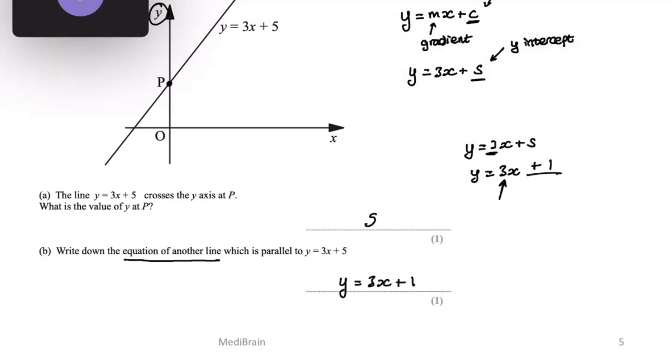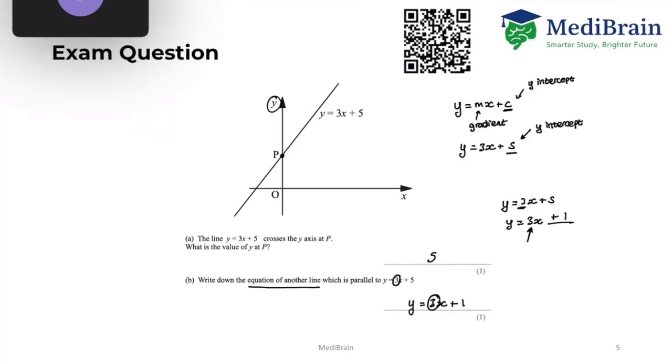This is parallel to the line because it has the same gradient, the same number before the x. So the first answer is just the y-intercept, the number at the end that we have. And the equation of the parallel line just has to have the same number before the x, so a 3 before the x. The number at the end can be anything: minus a million, plus a million, plus 1,000, or anything like that. Okay?